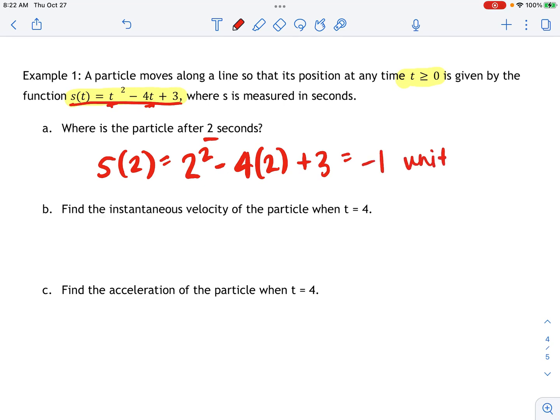That just means that it has moved back. This is along a line. It's moved back 1 unit after 2 seconds have passed.